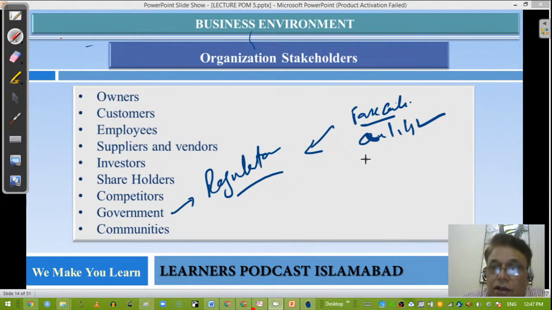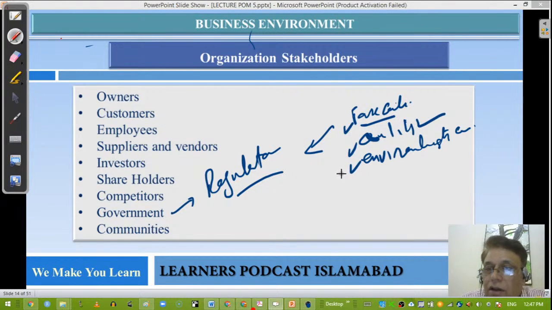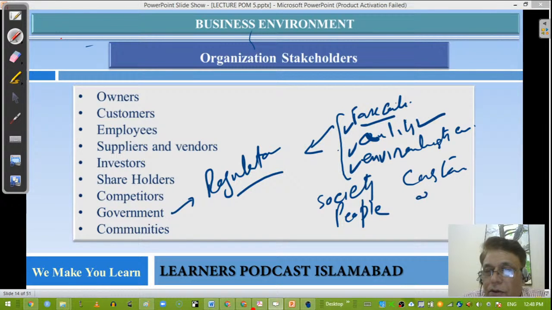They are the environmental organizations of the country. They protect the environmental rights. Basically, all these regulators protect the society, the concerns of the people living in that society, and those people may be customers also, or your employees also, or the general public as well.